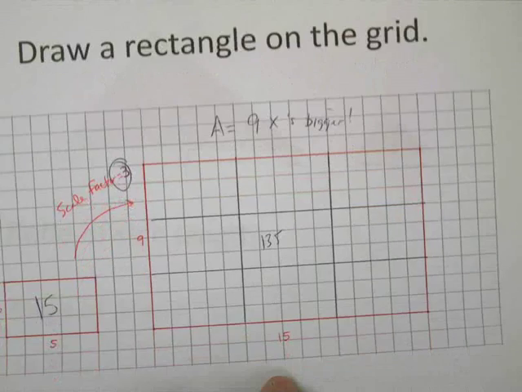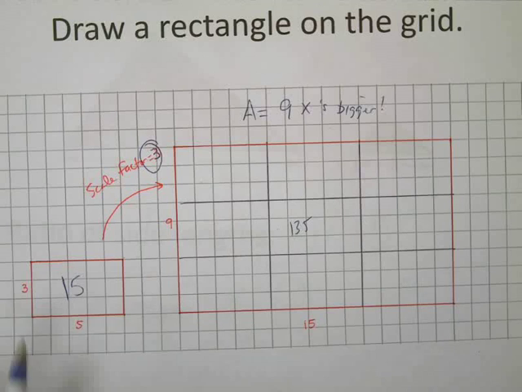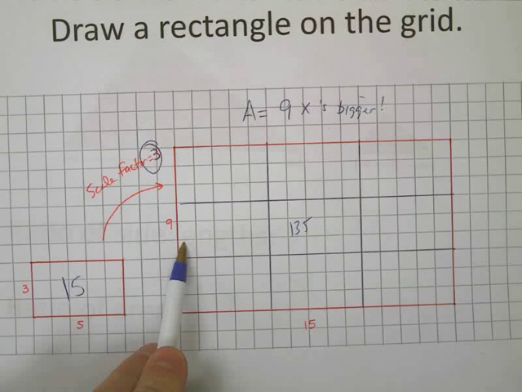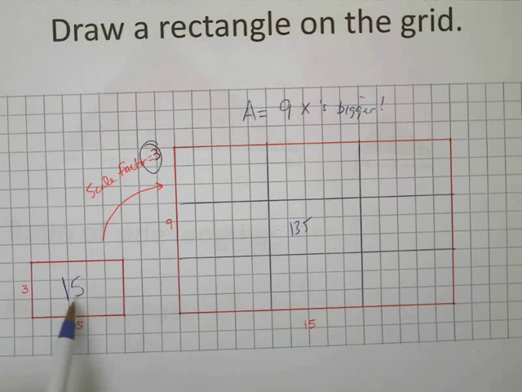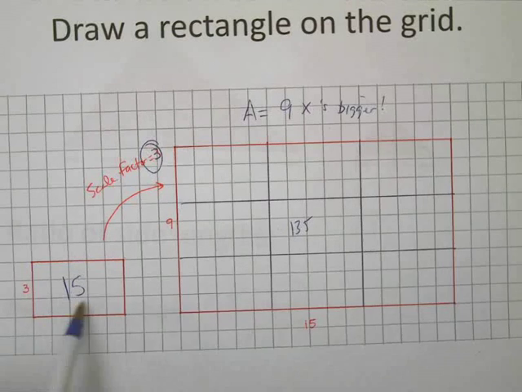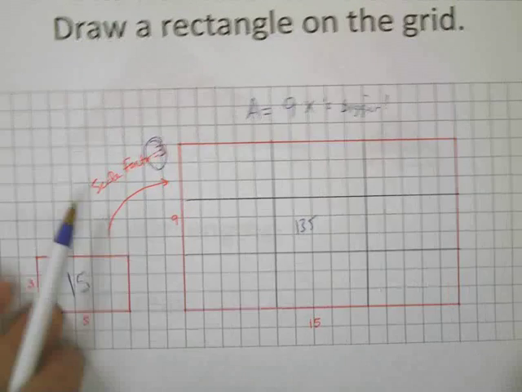The same relationship that we saw here, right? The relationships here would be a 1:3 ratio, and the area relationship would be a 15 to 135, or we would say 1:9 ratio.